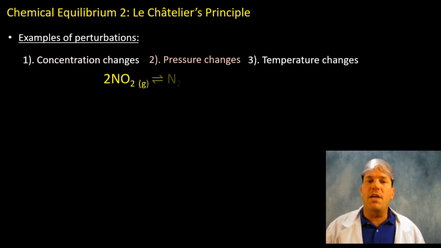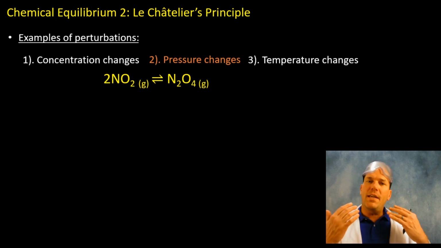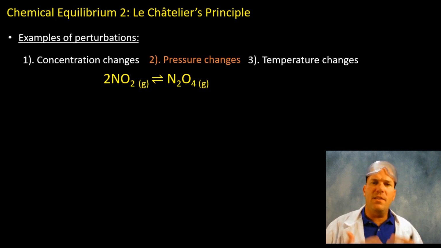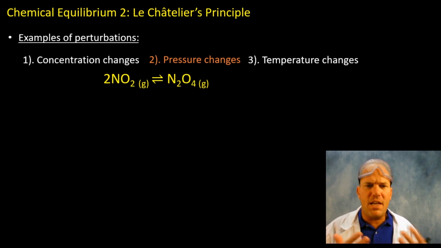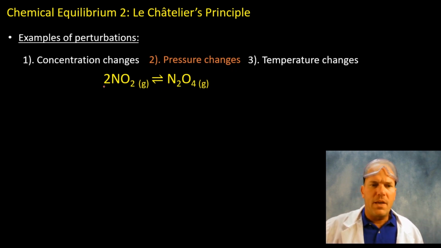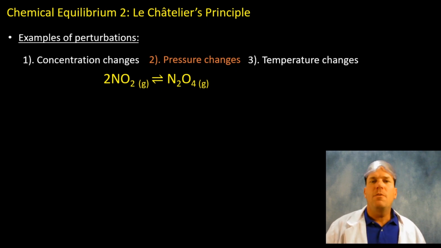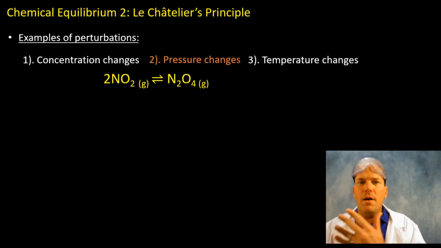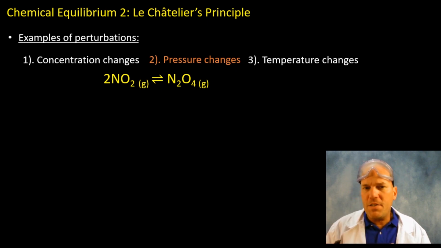Let's now consider changes in pressure. Let's look at a chemical system that we studied in the first video, in which 2 moles of nitrogen dioxide yield 1 mole of dinitrogen tetroxide. Let's first count the moles of gaseous reactant on the left. There are 2 moles, as indicated by the molar ratio. For every 2 moles of this reactant, we will yield 1 mole of the product in the forward reaction.